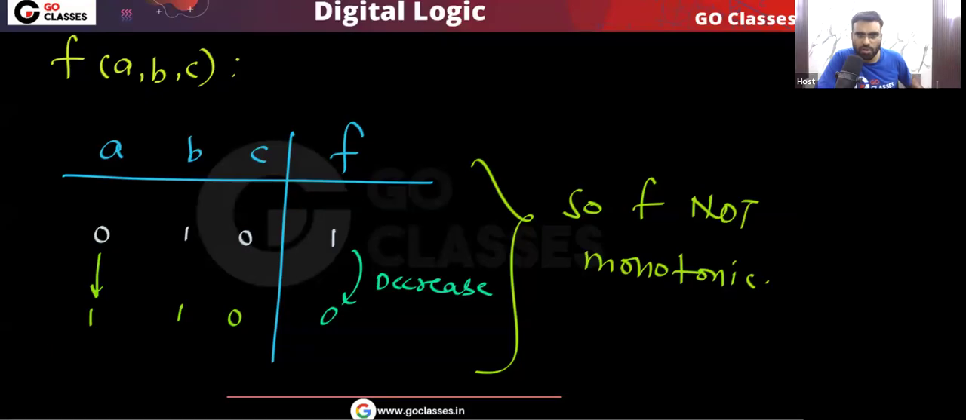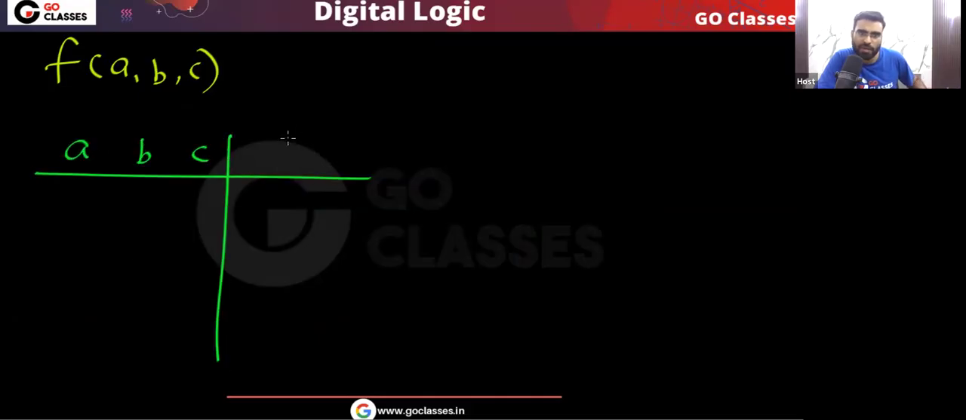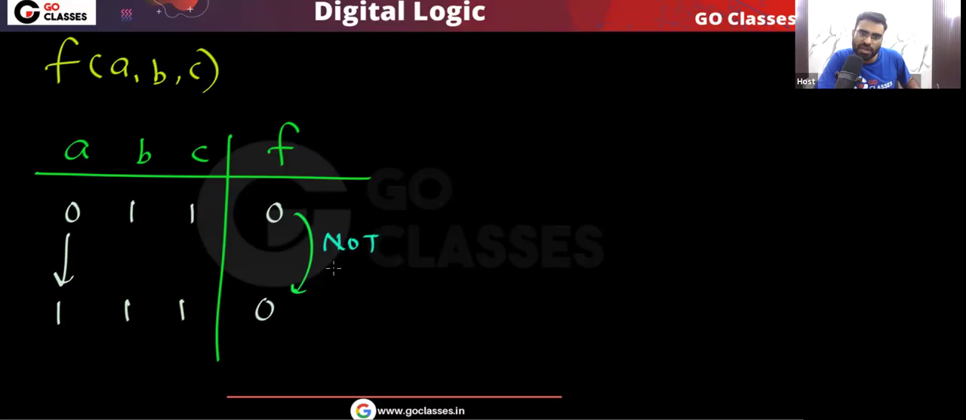Okay, so let me tell you some more examples. For example, if you have a function f a b c, tell me, is this allowed? Let's assume here you have function value 0. I am changing a single variable from 0 to 1. Here also I have 0. Is this allowed? Then the function value is not decreasing, right? So this is allowed, because the function value is not decreasing.